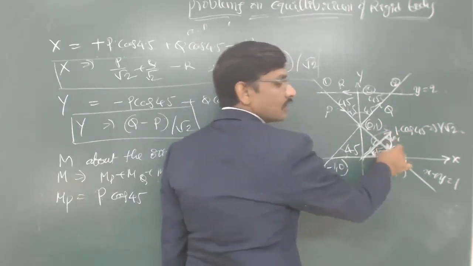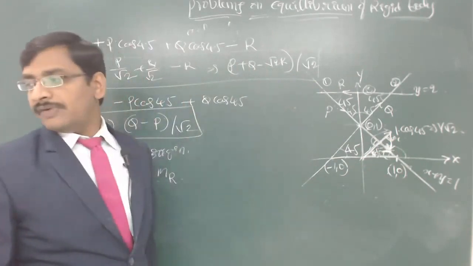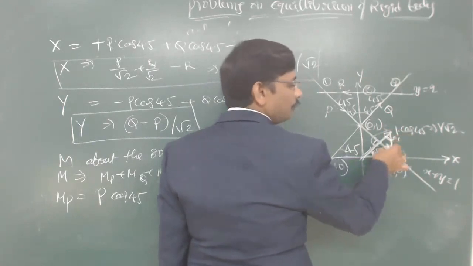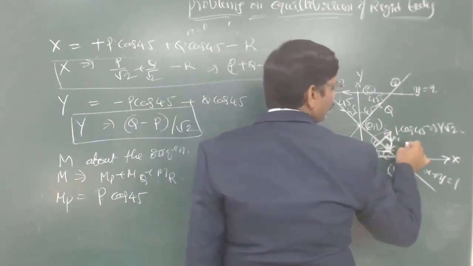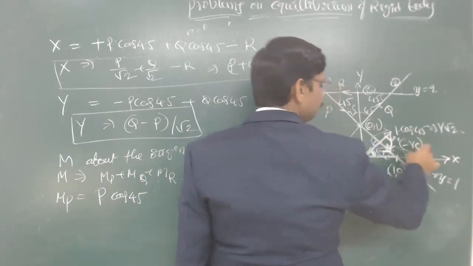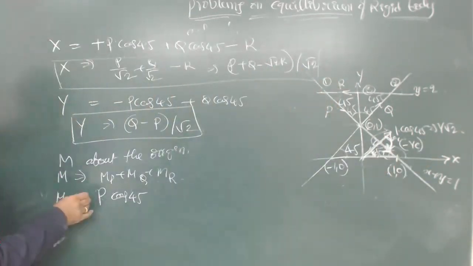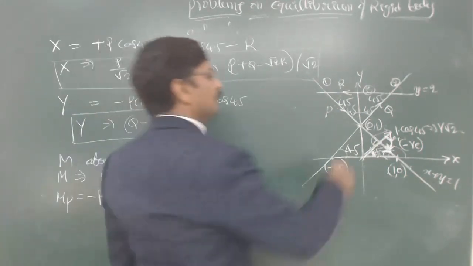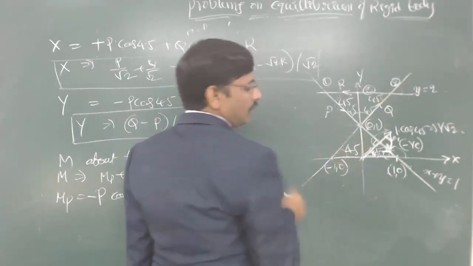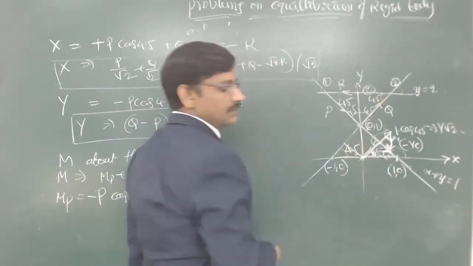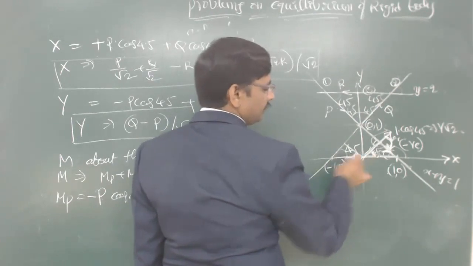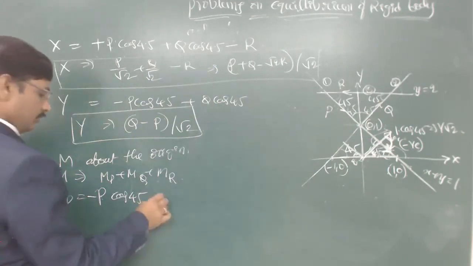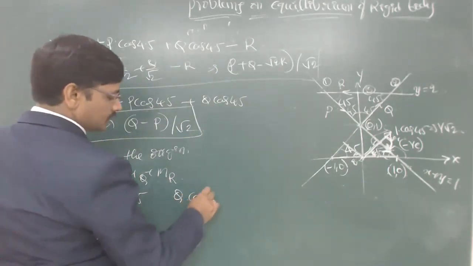If this arrow is clockwise, you treat it as negative. If it is anti-clockwise, you treat it as positive. Now when you are moving from R to P outside, this is clockwise, so negative. So here you put minus P into cos 45. And again here this is the Q force, and from the origin this is the perpendicular distance. It again makes 45 degrees here, and this length is 1, so this length is also cos 45. So this is Q into cos 45.